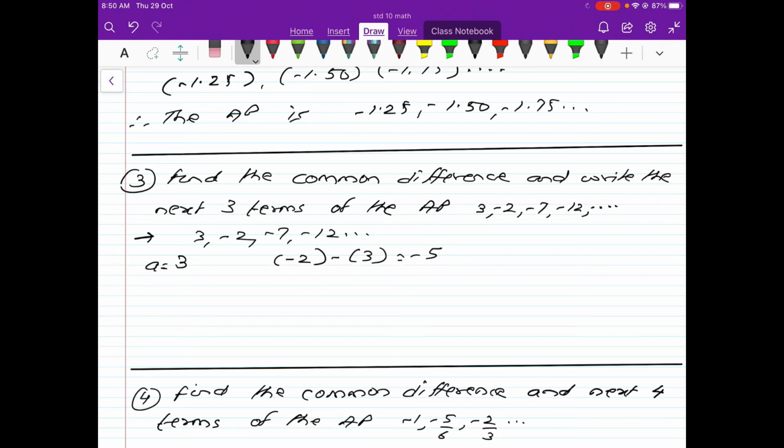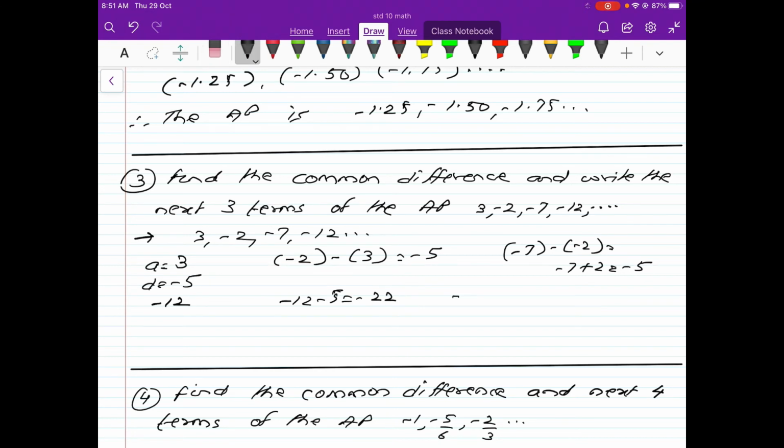We can even confirm it with another one. The third term minus the second term. So this is minus 7 plus 2, again you are getting minus 5. It means we can say d is confirmed minus 5. So the next three terms, so what is that third term? Minus 12. So after minus 12, what are the terms? It is very easy, minus 12 minus 5, this will come minus 17. This is the next term.